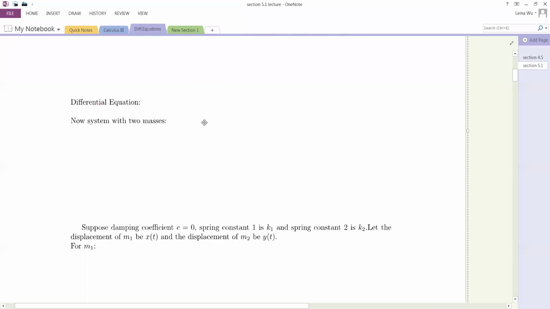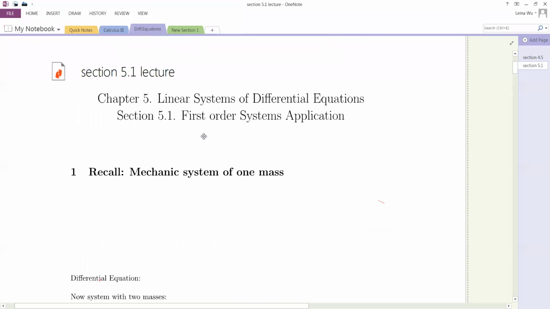Okay, so this section we're going to talk about is in chapter 5. It's a new chapter. We're going to talk about a linear system of differential equations.